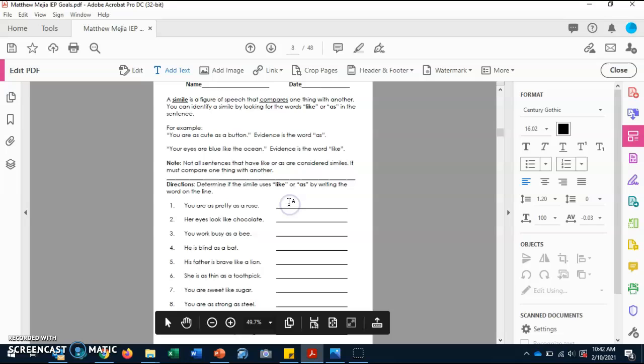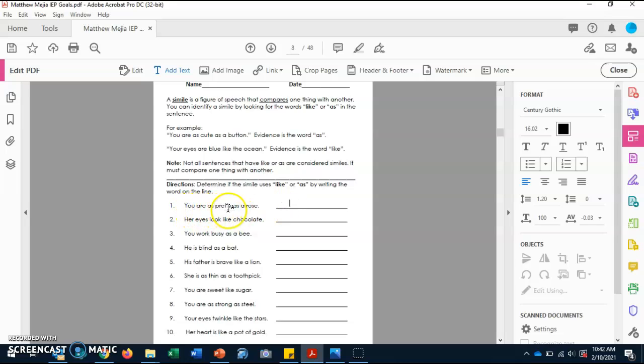So for question number 1, it says, you are as pretty as a rose. So what simile word are they using? Are they using the word like or the word as? Yes, good job. It says you are as pretty as a rose. They're comparing you to a rose and they're using the word as to do so. The next one is her eyes look like chocolate. So now you tell me what word they're using.